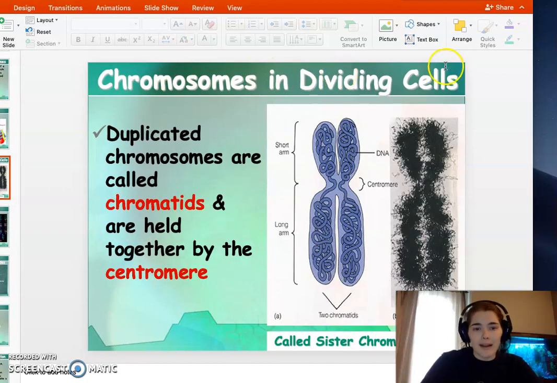So chromosomes in a dividing cell. Duplicated chromosomes can be called chromatids, and are held together by this word called the centromere. So the centromere is the center, and each half of the X shape is called a chromatid. Sometimes they're called sister chromatids. Again, parent cell, daughter cell, sister chromatids. It's not that they actually have a gender associated with them. It's just what we call them as a convention. So I wouldn't think much about it.